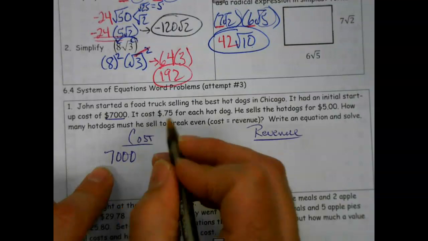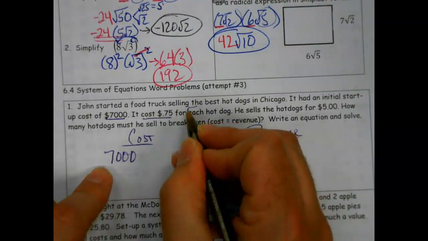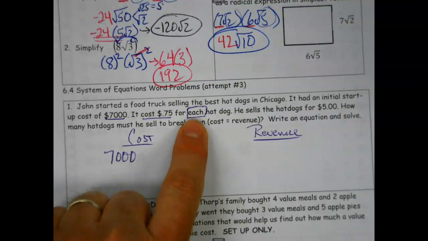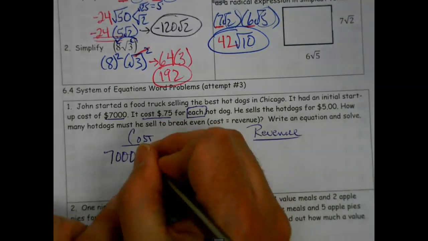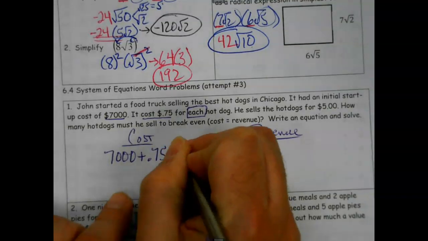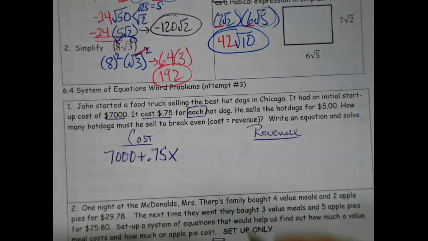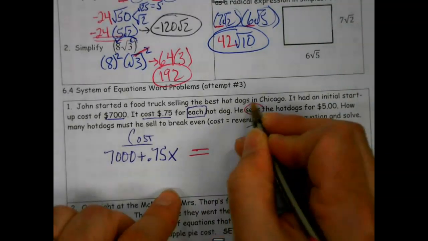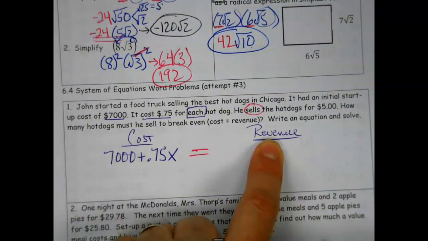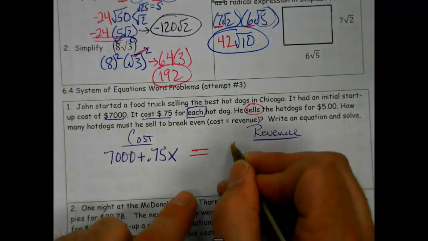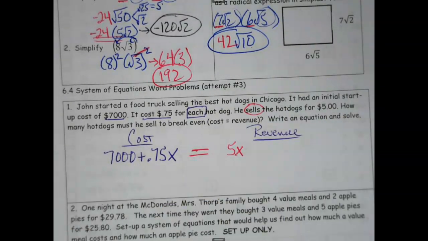Okay. It costs 75 cents for each. Oh, do we remember this word? Each is a variable, it's X. So 75 cents for each hot dog. He's making money, selling the hot dogs for $5 each. No kidding. Well, in today's society, that might not be too out of line. I don't know. But for every hot dog, he's getting $5. That's why I put the X here. So you're going to have an X on each side of this.